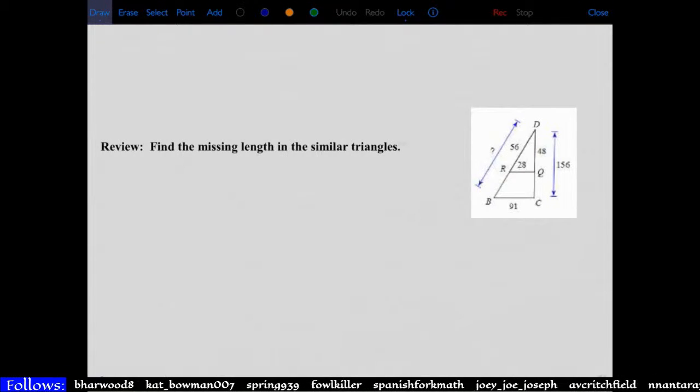Find the missing length. Oh boy. Okay, Kat and Joey, we'll go to 15 right after this.